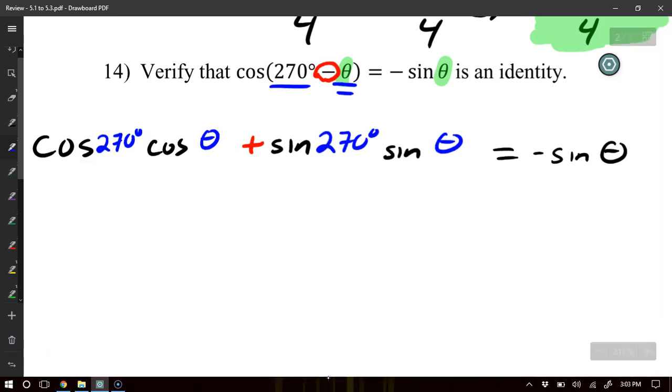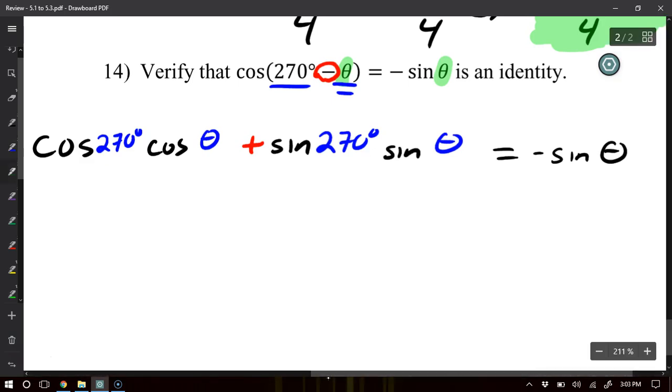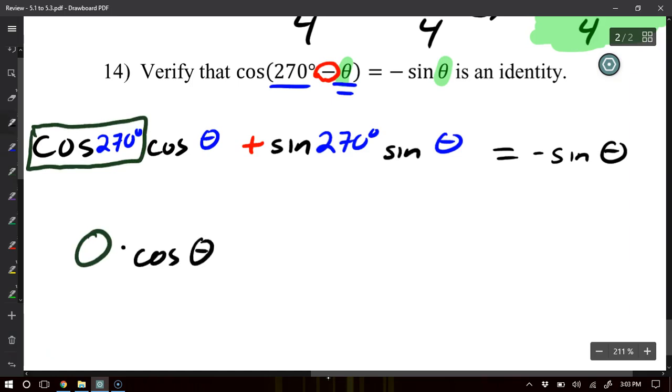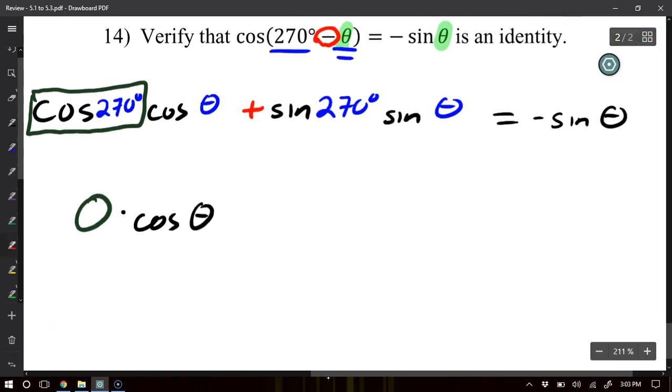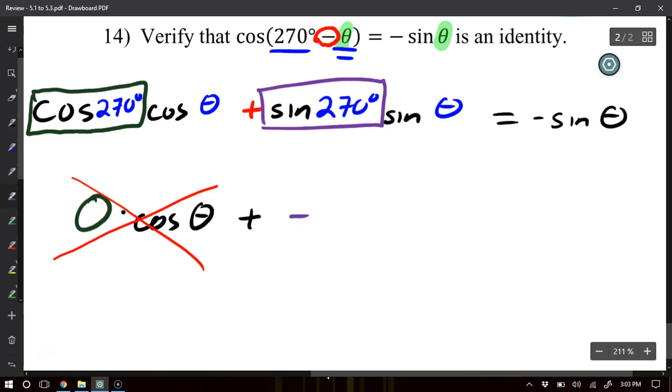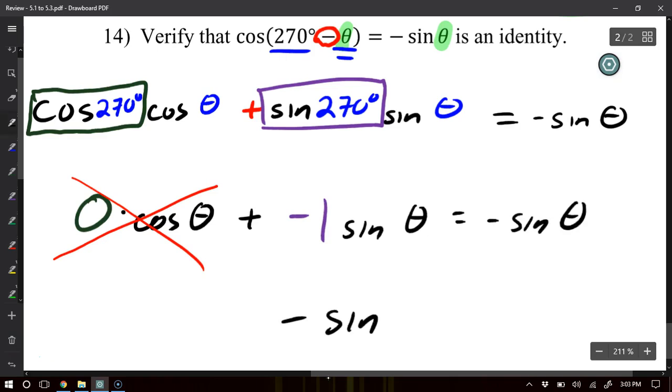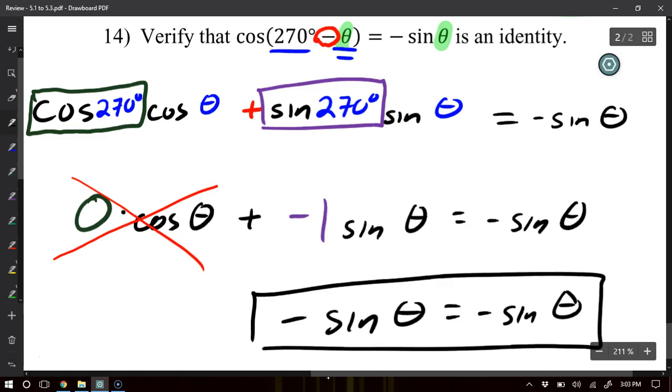All right, so if I were to go through and figure out what I'm going to do, I'm going to look at the trig chart. What's the cosine of 270? And that is 0. So I have 0 times the cosine of theta. And what's interesting about that is, well, multiplied by 0 is just going to cancel that term out. Over here, the sine of 270 is negative 1. So I have negative 1 times the sine of theta, which equals negative sine of theta. Well, that just means negative sine of theta equals negative sine of theta. In a sense, this is asking us to verify that it is an identity, QED.